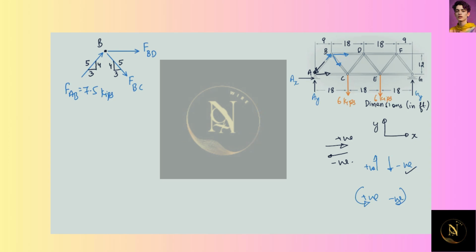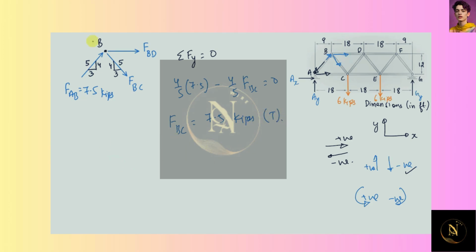So let's start. For that, again we'll be using the same equilibrium condition. The first one is sigma Fy equals to 0. So we have to take the component of FAB in the vertical direction. So it would be 4 by 5 times FAB, which is 7.5 kips, then minus 4 by 5 FBC is equals to 0. So from here FBC comes out to be 7.5, and since the value comes out to be positive, we can say that the member would be in tension.